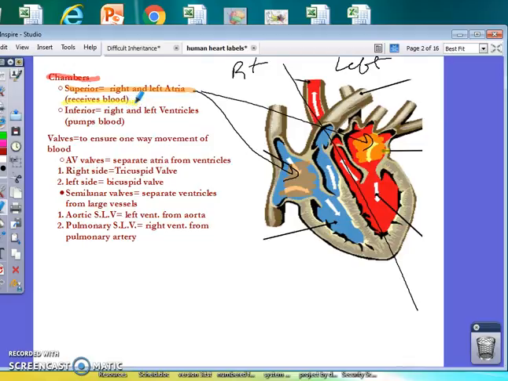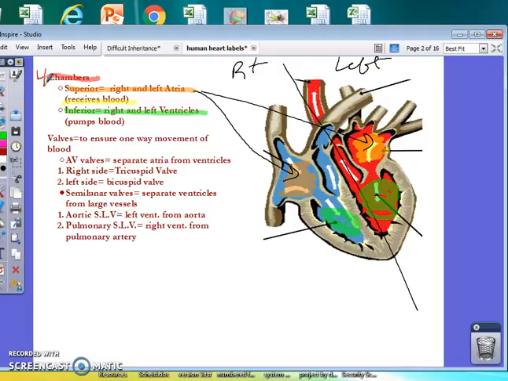Now you've got chambers that are down below, which are the inferior chambers known as the ventricles. So here's a ventricle down here, here's a ventricle down there, and once again you have one on the right, you have one on the left, and that makes up the 4 different chambers of the heart.